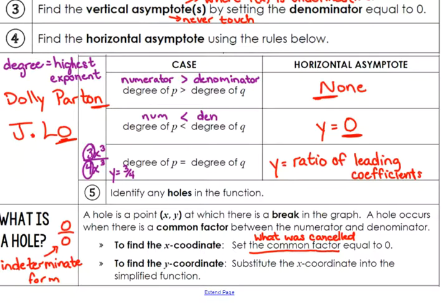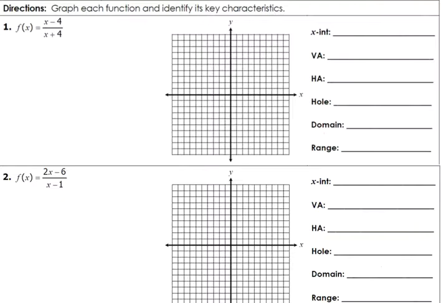So that was a big long list of stuff. Let's go through and actually find these characteristics and graph one of these. So let's look at example number 1 there. Step one was to simplify. Can we factor the numerator or the denominator here? No, there's nothing to be factored. So there is no simplifying to be done.